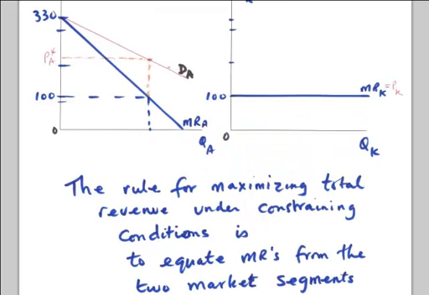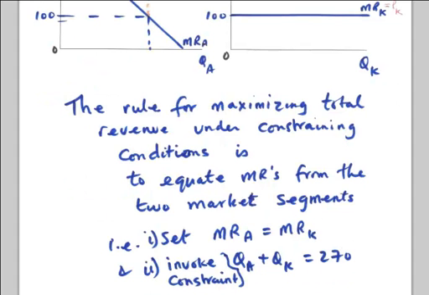The optimum solution to this problem would be to push the price up to $215 for adults, leaving the price for kids at $100. And this occurs when we apply the rule for maximizing total revenue under constraining conditions, which is to equate the marginal revenues across the two market segments. Recall we've said that in a problem like this, we equate the marginals and we invoke the constraint.